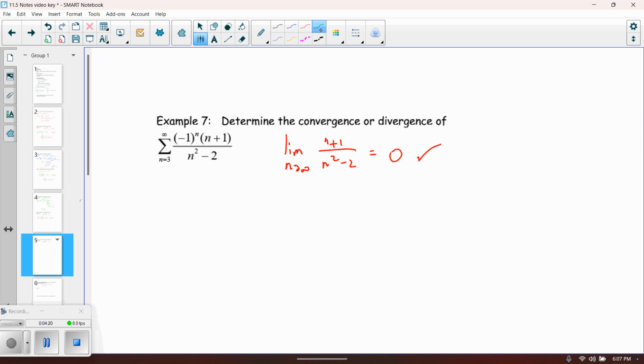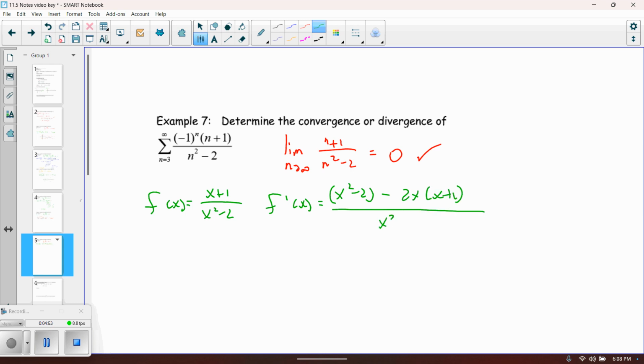Let's create our function. x plus 1 over x squared minus 2. Let's take the derivative of that to show where this thing starts to decrease, and hopefully it will always decrease after that point. So the derivative of the top is 1 times the bottom minus the derivative of the bottom, which is 2x times the top, all over the denominator squared. Again, that has to be less than 0.